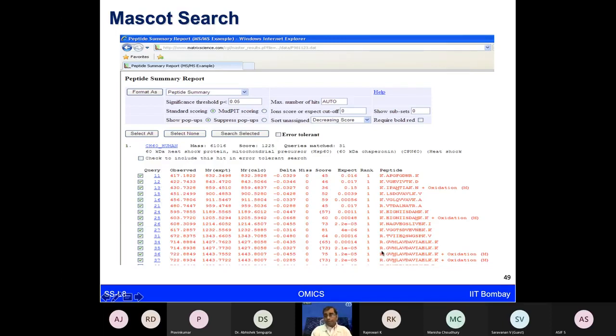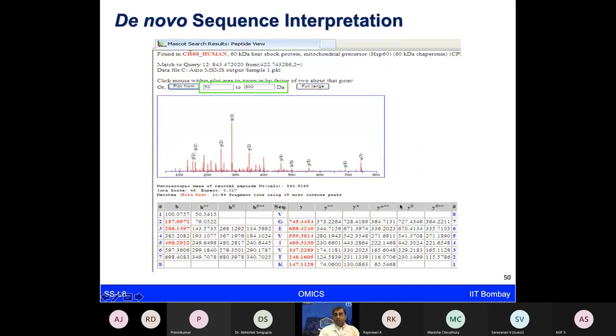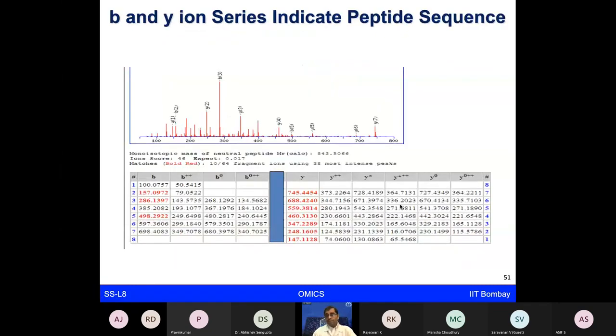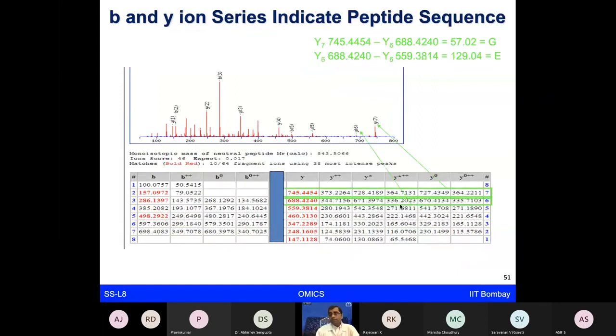So your mass spec has determined these peptide sequences. Now, how did you get these peptide sequences? That's where the basic concept I talked to you about, B and Y ions, becomes very crucial. The differences of these Y ions represent one amino acid. So Y7 minus Y6 gives you 57, which is characteristic of glycine. Y6 minus Y5 gives you a difference of 129, glutamic acid.